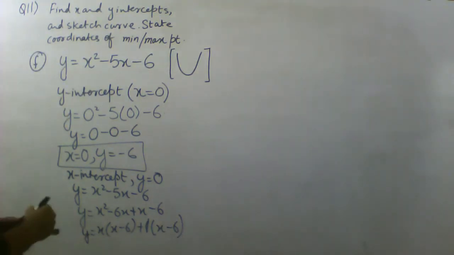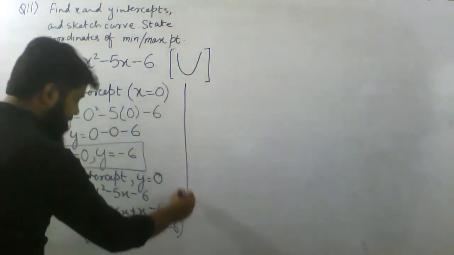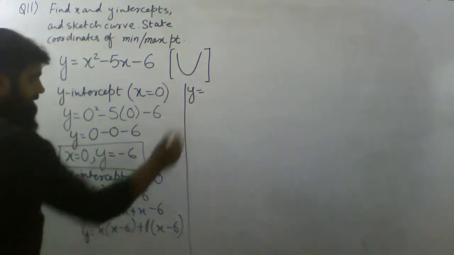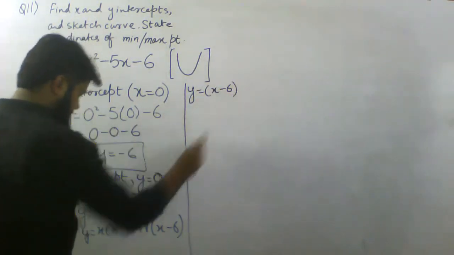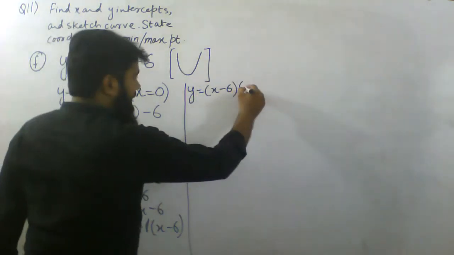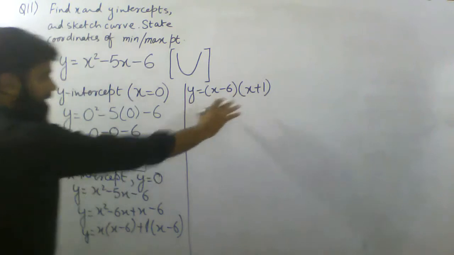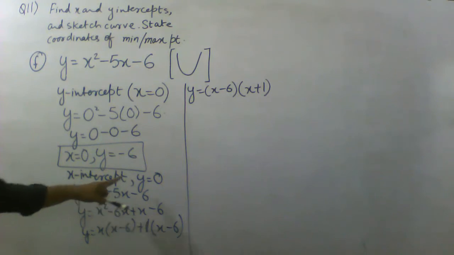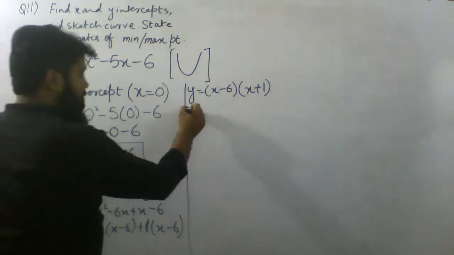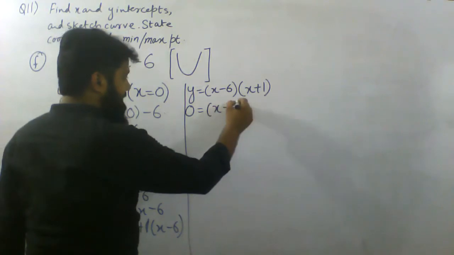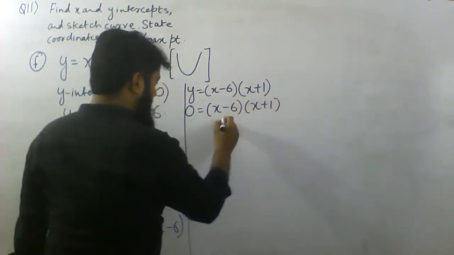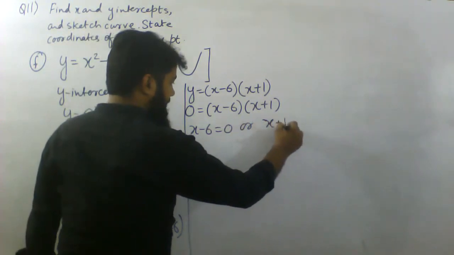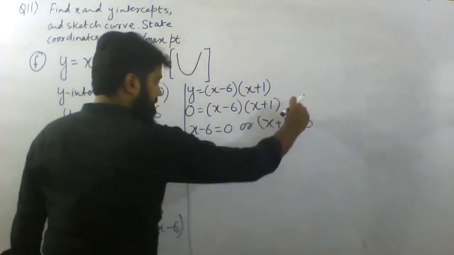So when I am going to simplify it over here, y equals to common bracket is x minus 6. What remains over here? X plus 1. It is now in factor form. I was working for x-intercept, y will be plotted as 0. So 0 equals to x minus 6, x plus 1. So either x minus 6 is 0 or x plus 1 is equals to 0.